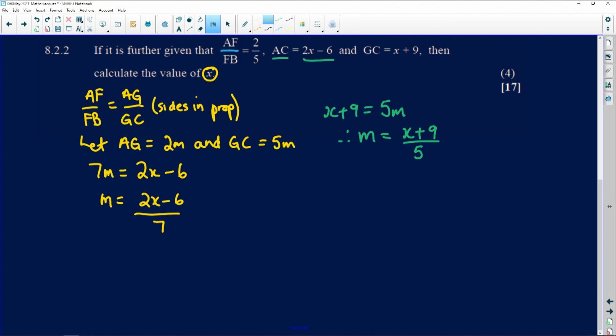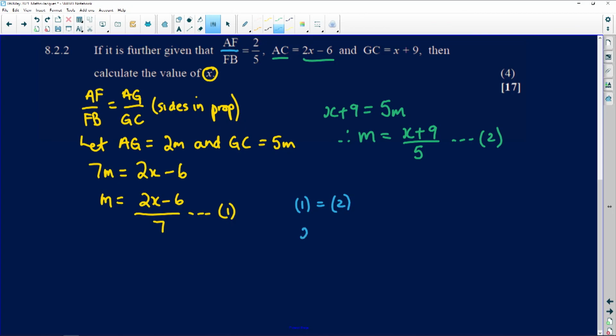And this is equation 1. This here is equation 2. And I'm going to use 1 equal to 2. Show your examiner what you're doing. Don't keep them guessing that you put this equation into that one. Label those equations and show us what you're doing. So 2x minus 6 over 7 is equal to x plus 9 over 5.